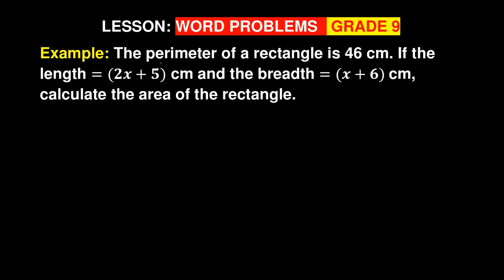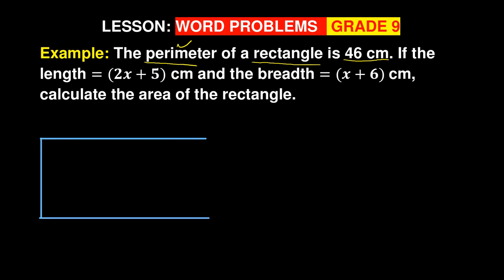It says the perimeter of a rectangle, which means you need to know the word perimeter, what it means, is 46 centimeters. Now what is perimeter? Perimeter is a distance right around the shape. So if I can draw a rectangle in this case, so this is what you have as a rectangle. Now in this particular rectangle, they're saying the perimeter of a rectangle is 46 centimeters.